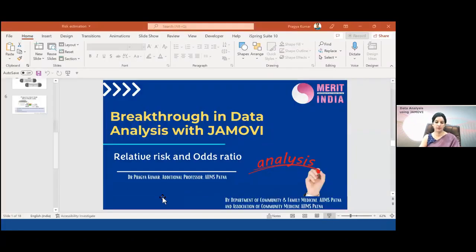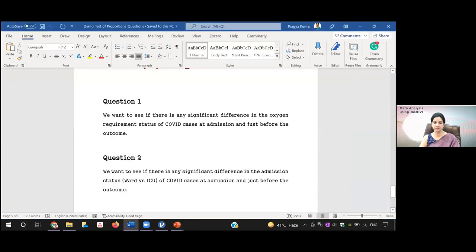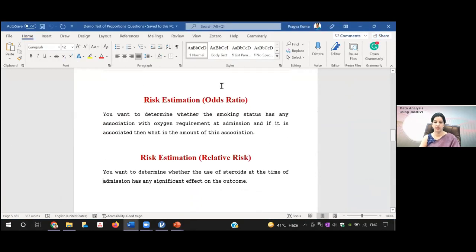So now coming to the question. So for demonstration, I will demonstrate this odds ratio and relative risk. The first is the risk estimation, the odds ratio. So if you want to determine whether the smoking status has any association with the oxygen requirement at admission, and if it is associated, what amount of this association. So I have to do the odds ratio between smoking status and the oxygen requirement at the time of admission.